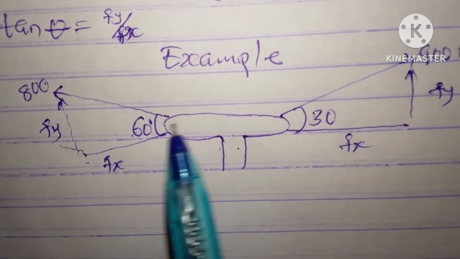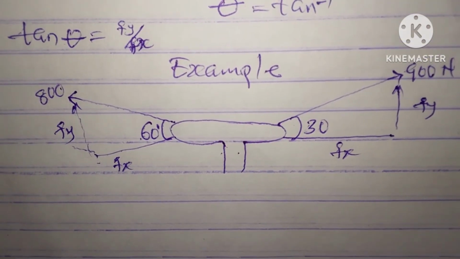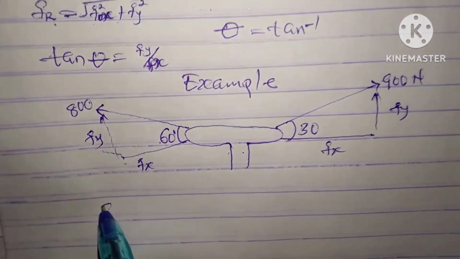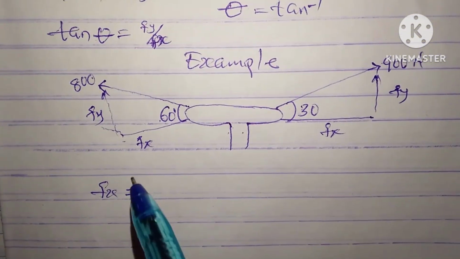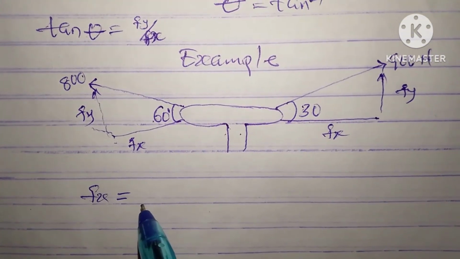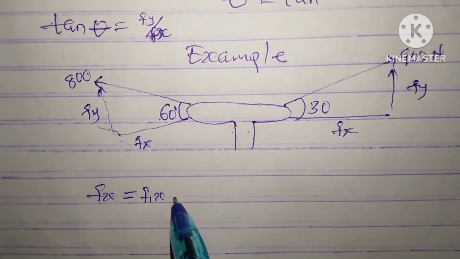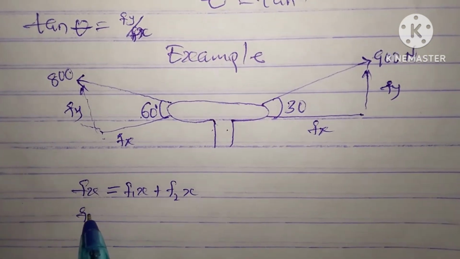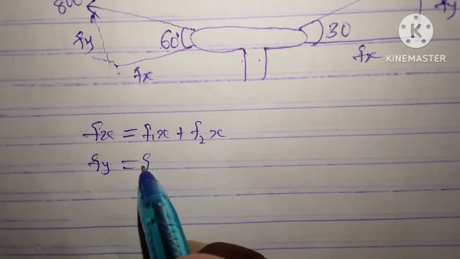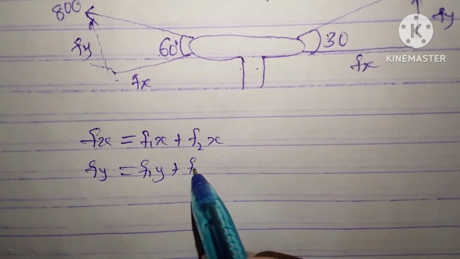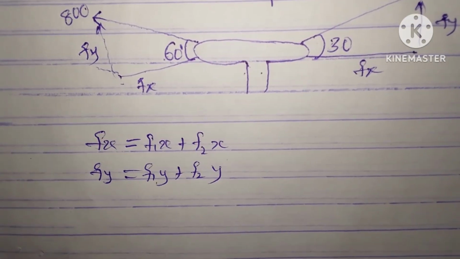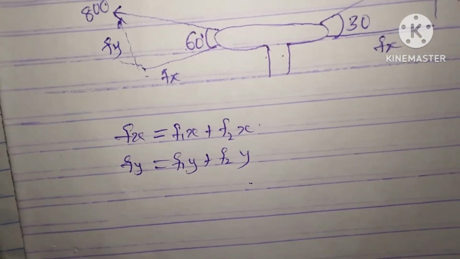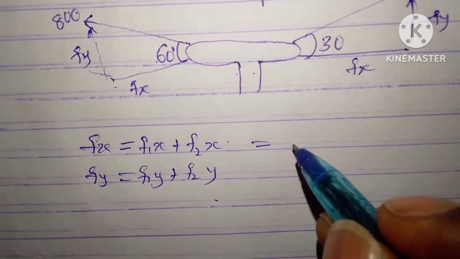So how can we find the resultant force of this? Remember, Fx is equal to F1x plus F2x. All right. So Fy will be equal to F1y plus F2y. That is, you are taking it into its components. So Fx is equal to what now?